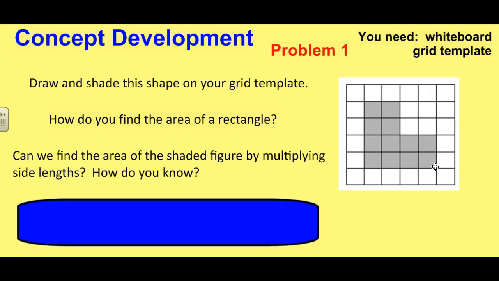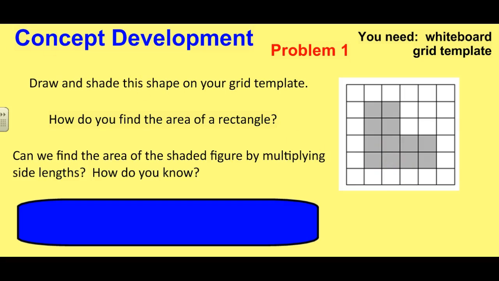Okay, so on your paper, I want you to go ahead and draw and shade this shape right here on your grid template. So you're going to have 4 unit squares up at the top and you're going to have 8 on the bottom of it. Push pause, and when you're ready to move on, you can push play.